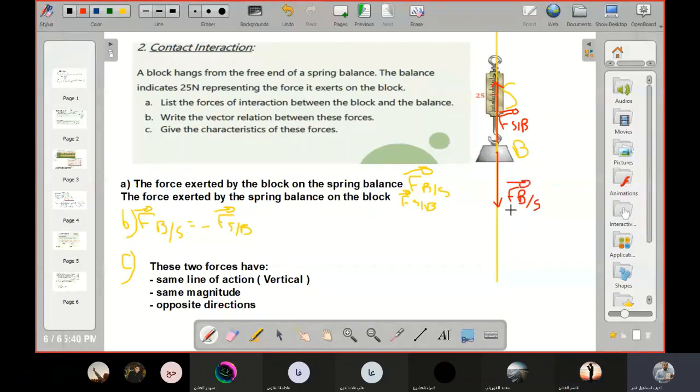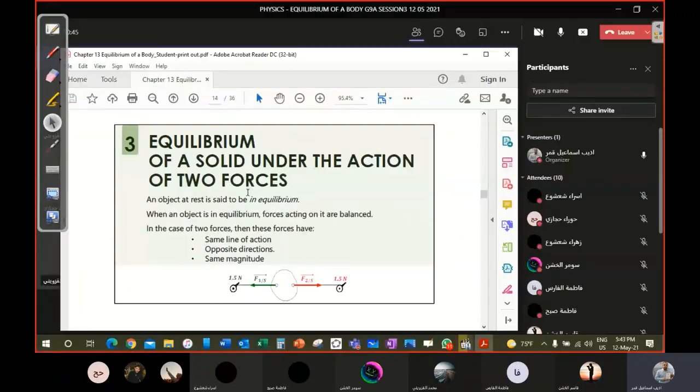اوكي. فاذا equilibrium of a solid under the action of two forces، يعني عندي one solid under the action of two forces. هيدي اللي بتفرق عن الانتراكشن. عندي two bodies two forces، هون عندي one body في عليها two forces. كمان هودي two forces راح يكون عندهم same line of action, same magnitude, opposite direction.